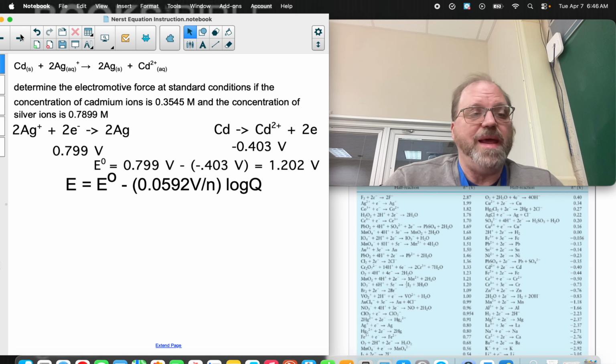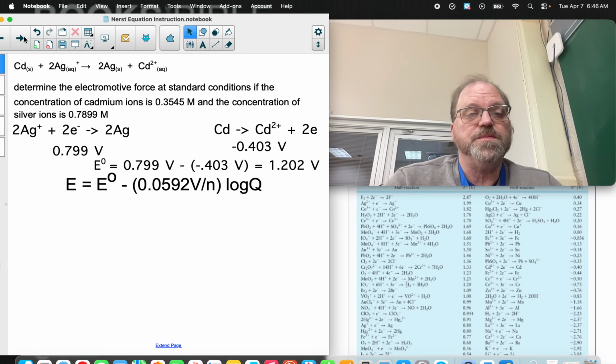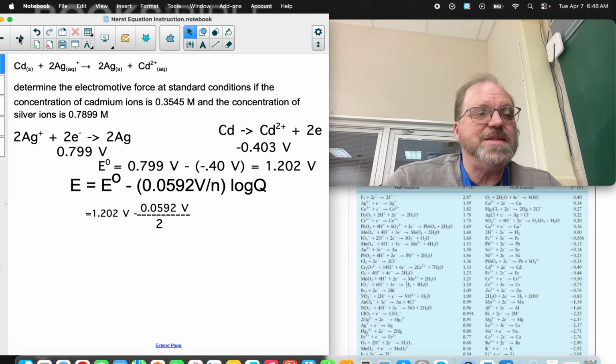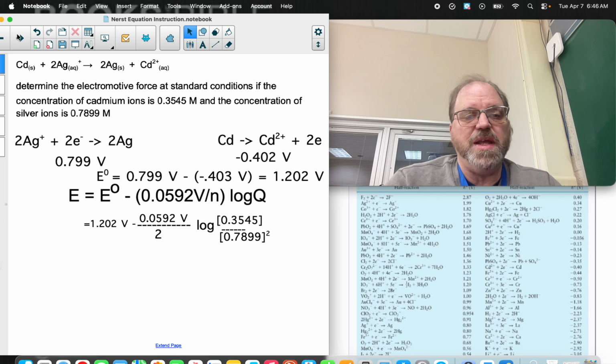All right, now for standard conditions, we're using this equation. E is equal to E prime minus 0.0592 volts over N times log of Q. Okay, so we're going to put our values in. And then for our equation here, we're going to have cadmium and silver ion. Again, we don't do silver because it's a solid. Don't do cadmium because it's a solid. Let's put our values in.